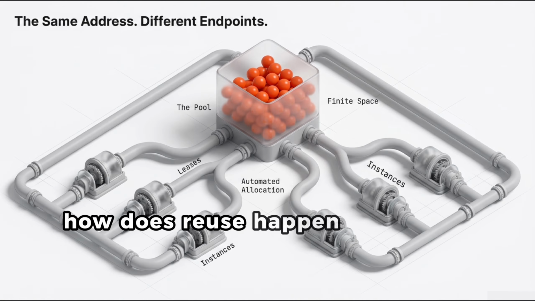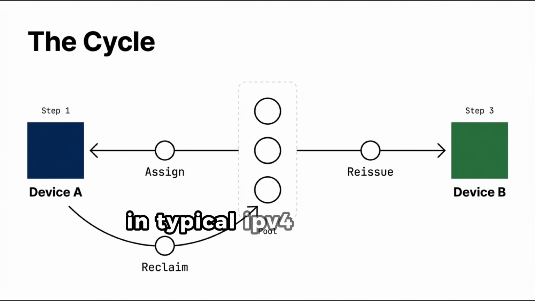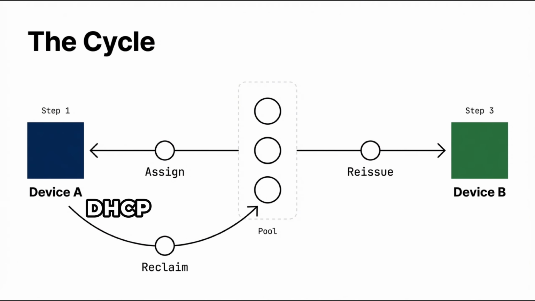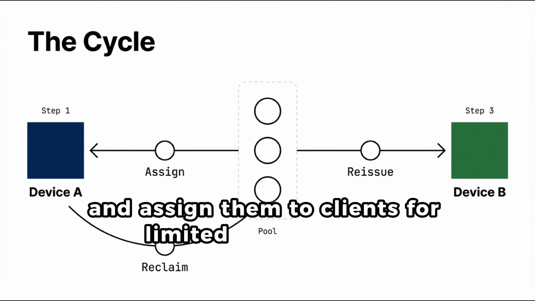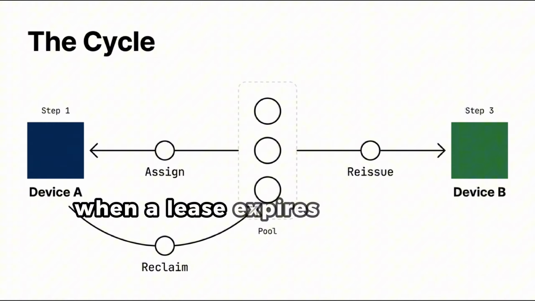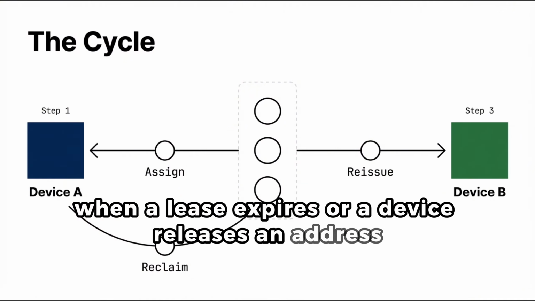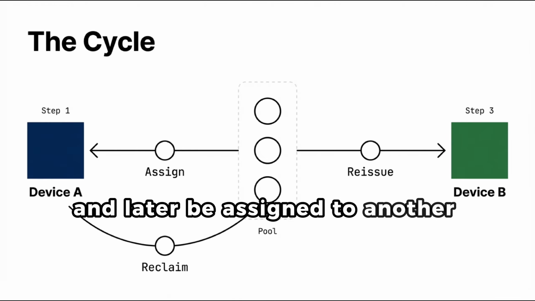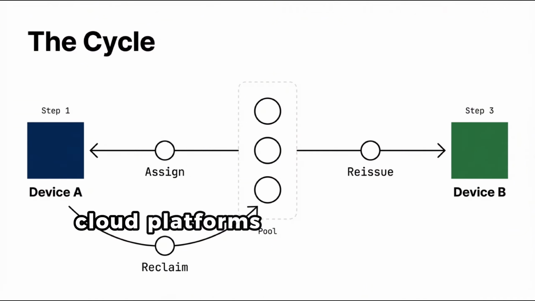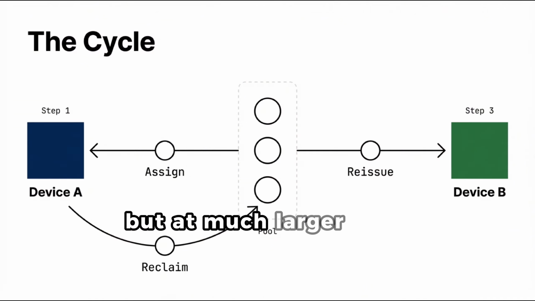How does reuse happen in practice? In typical IPv4 networks, DHCP servers manage pools of addresses and assign them to clients for limited lease periods. When a lease expires or a device releases an address, that IP can return to the pool and later be assigned to another device. Cloud platforms behave similarly, but at much larger scale.